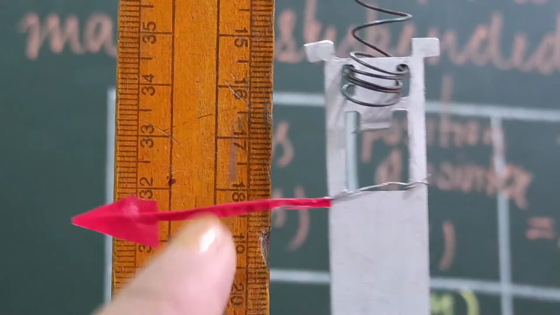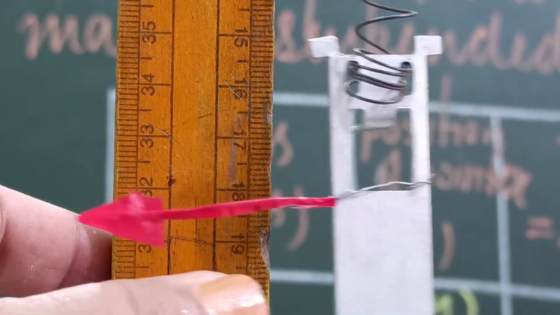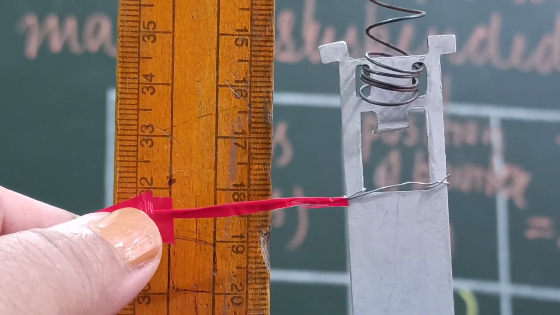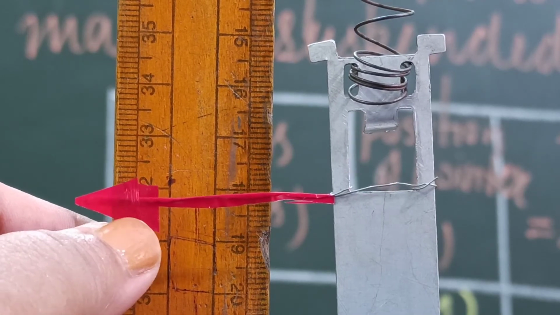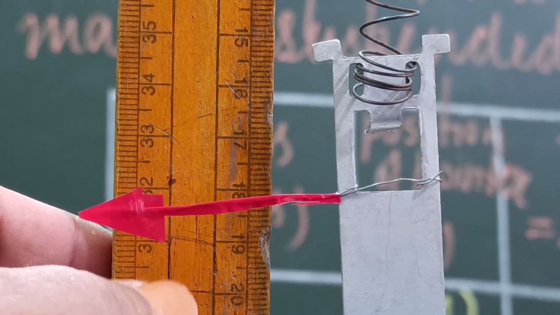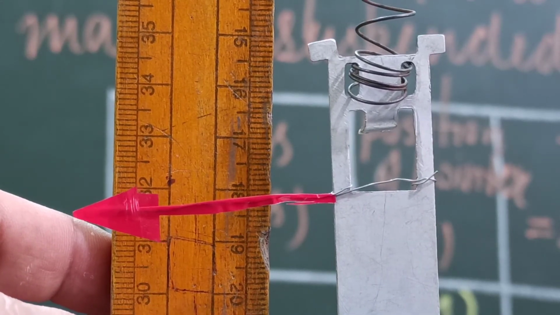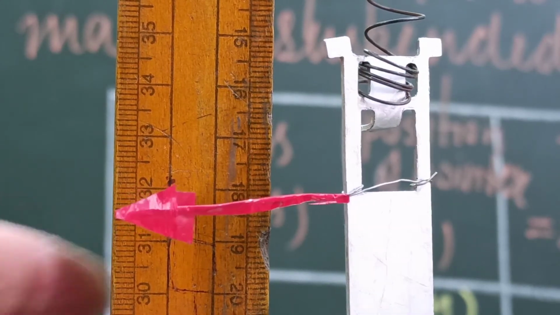Now see children, what is the new position of the pointer? Take the reading by yourself. It is 18.1. Getting it? 18.1 centimeter and the mass suspended is 30 gram.